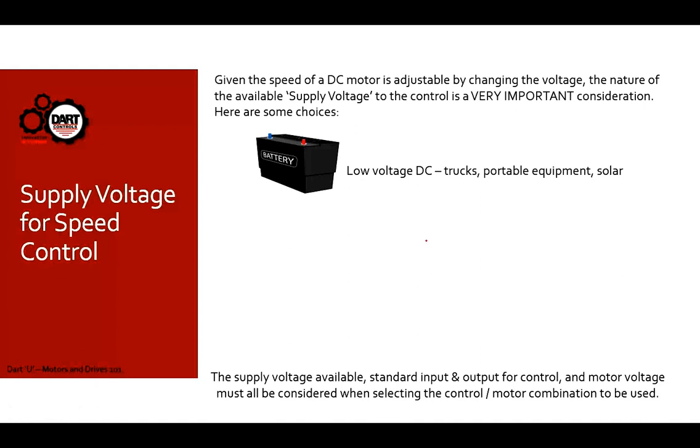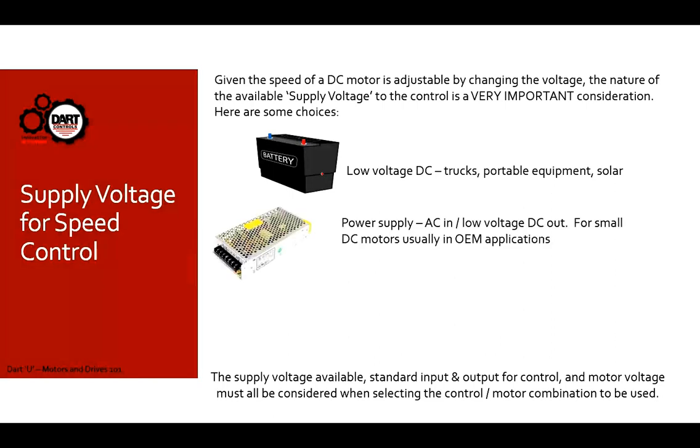So the choices basically are, the easiest one is a battery. This comes into play with truck or vehicle installed systems, portable equipment, and also solar powered systems, either directly from the panel or, most of the time, the solar panel will feed a battery, and the battery ends up being like a capacitor to maintain a more constant DC supply.